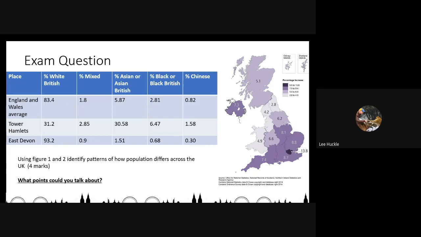And if you have a look at figure 2, it's a choropleth map. And there you've got the color coding on the scales there. The dark areas is where you've got a higher percentage increase in population in those regions of the United Kingdom. So using figure 1 and figure 2, identify patterns of how population differs across the UK. And we discussed this at length in the lesson, and you'd have come up with how the data on the table supports the data used to produce the choropleth map.